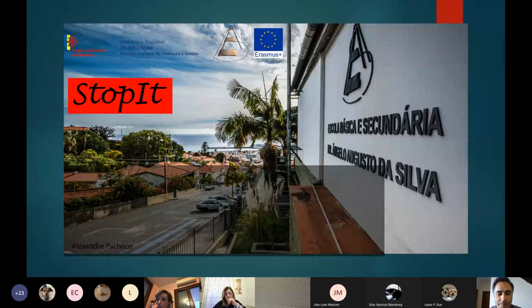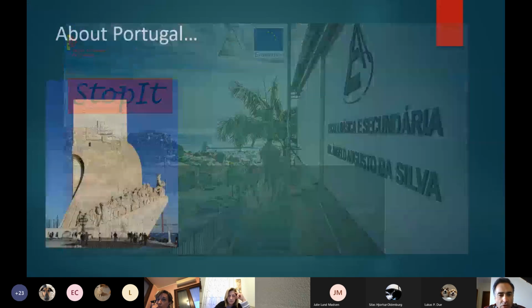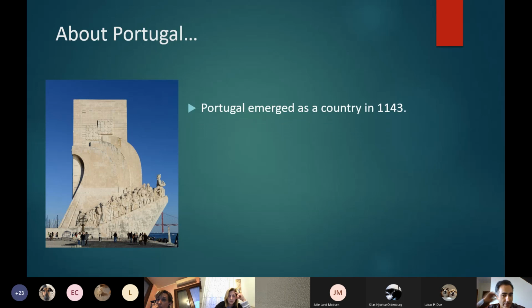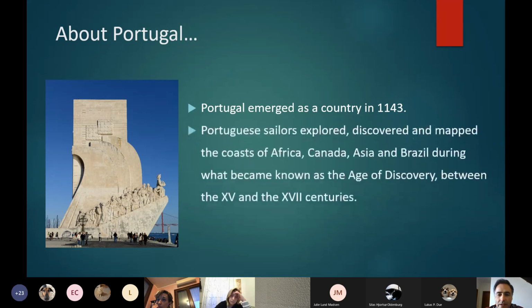This is our school, the Escola Básica Secundária Dr. Ângelo Augusto da Silva. It's in Funchal. We are going to know something about Portugal also. Portugal is a country, the oldest country in Europe with its frontiers defined. And we are famous because we have famous explorers that discovered many places in the world.